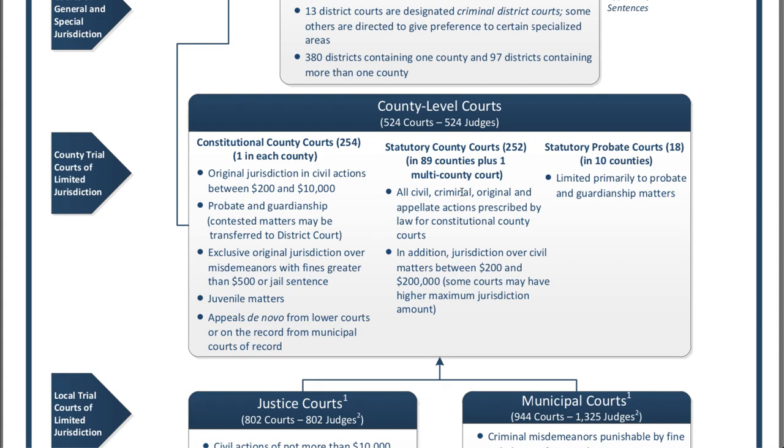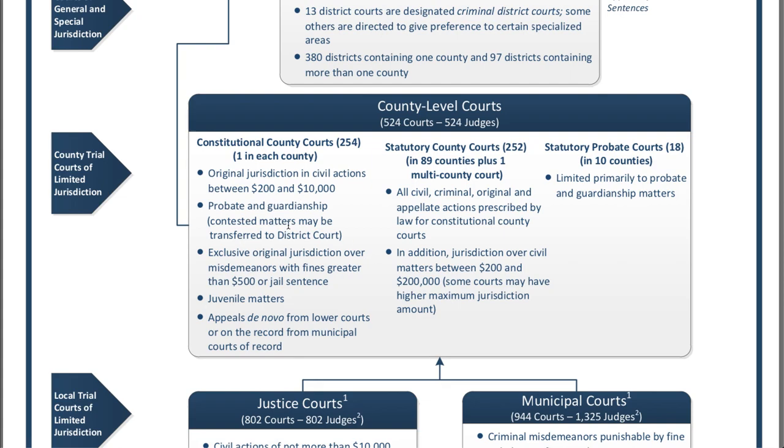We have 252 statutory county courts at law. We call those county courts at law. And these courts hear all civil, criminal, and original appellate actions prescribed by law for constitutional county courts, right here. And then, in addition, jurisdiction over civil matters between $200 and $200,000. And then some courts may have a higher jurisdiction amount. And that's set when that court is created.